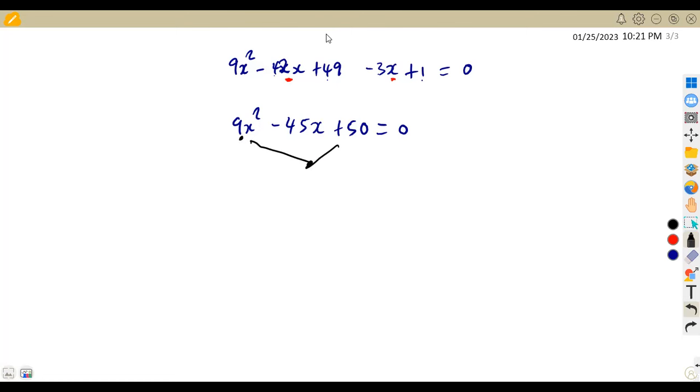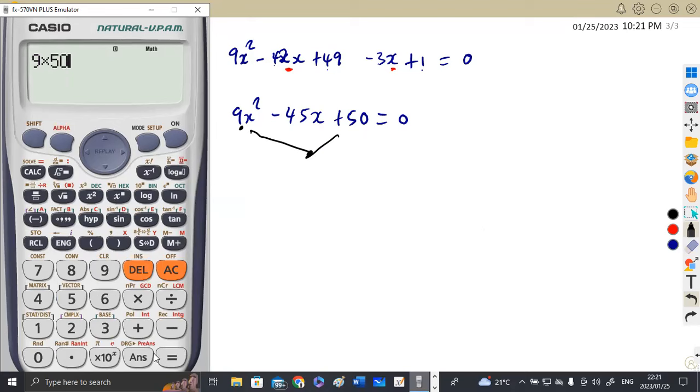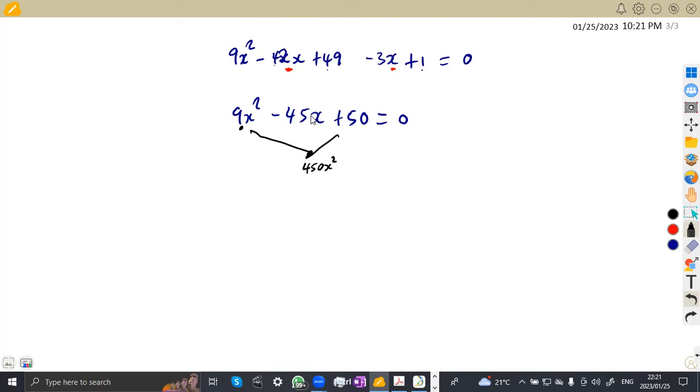So it's going to be 9 times 50. That's 450x squared. If you multiply these two, you're going to obtain 450x squared. But you actually need factors of 450x squared that, when you add them, will give you the middle term, which is negative 45x. So it's trial and error.